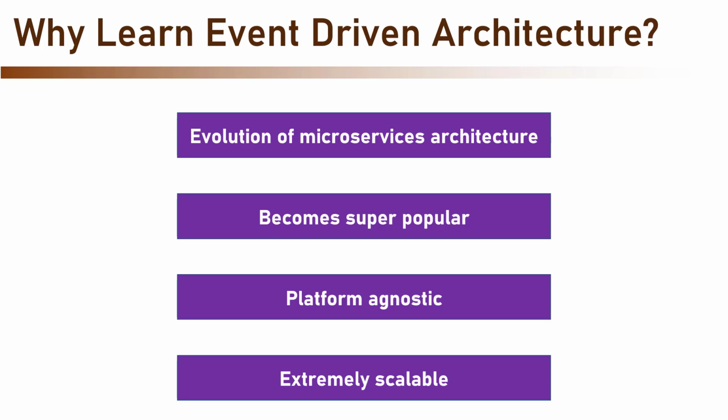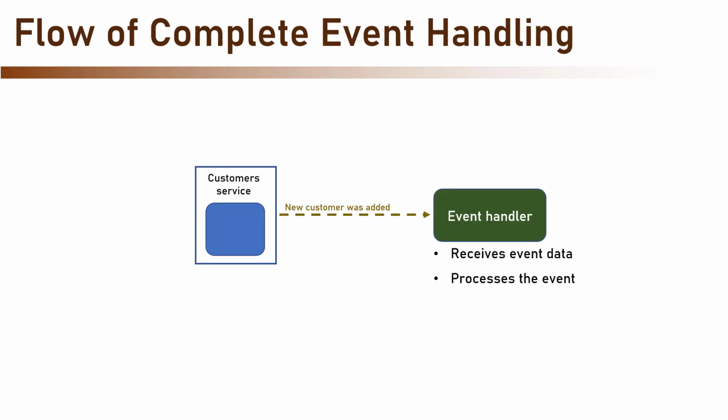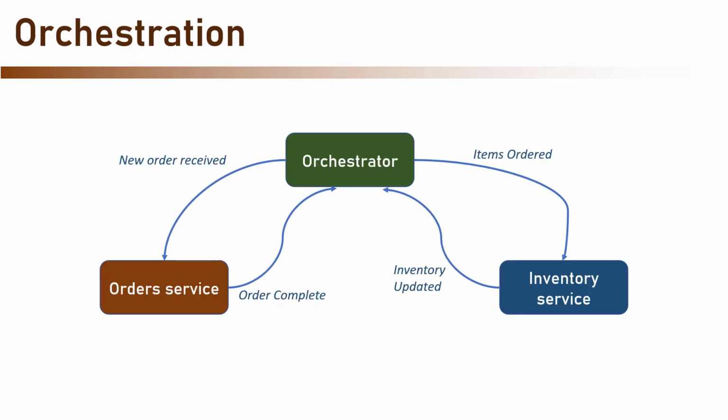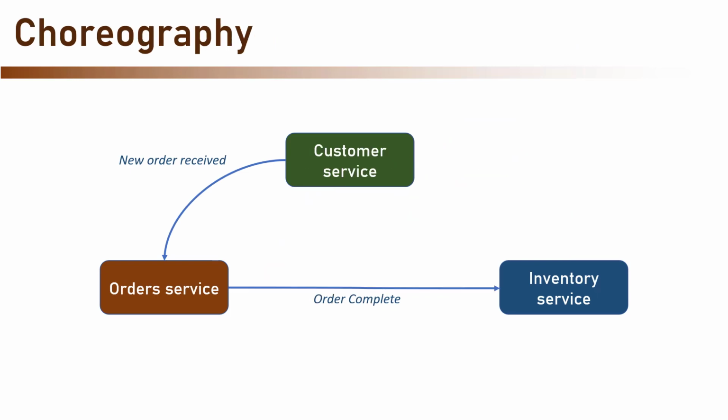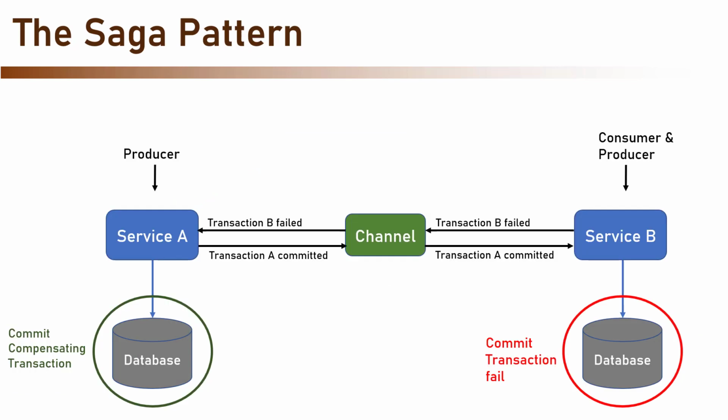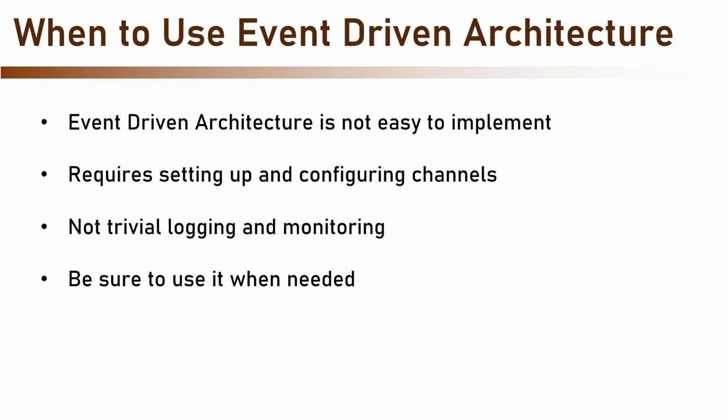In this course, we are going to cover all that there is to know about this exciting architecture style, from the very basics of what is in fact an event, to the classic event-driven architecture components, and even touch advanced topics such as orchestration, choreography, event sourcing and CQRS, the Saga Pattern, and lots more. In addition, we will also discuss when we should use event-driven architecture. After all, not all systems are suitable for this type of architecture, and implementing it when it does not belong will just make your life much harder.